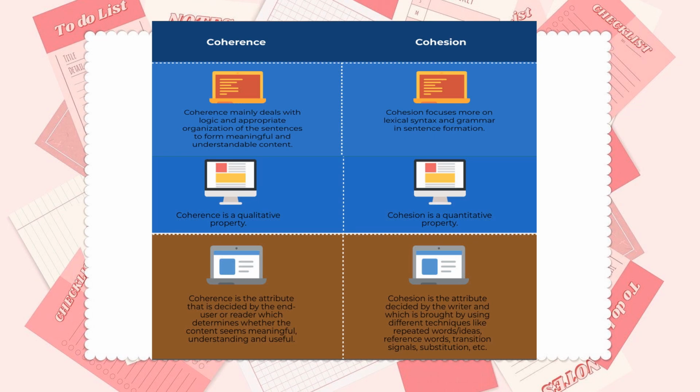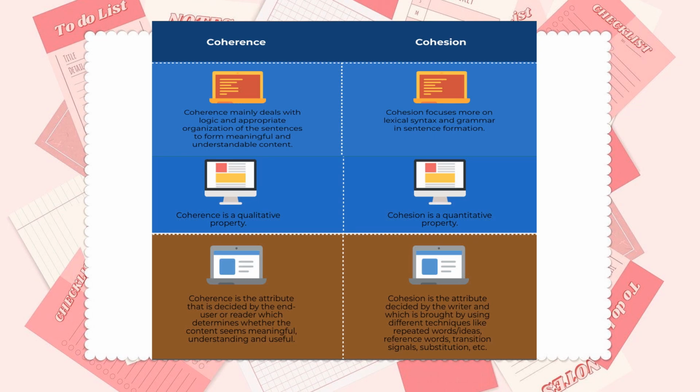In coherence, the attribute is decided by the reader, for she or he will determine if the content is meaningful, understandable, logical, and useful. While in cohesion, the attribute will be decided by the writer, in which it is brought about by using different techniques like repeated words or ideas, reference words, transition signals, substitution, and etc.